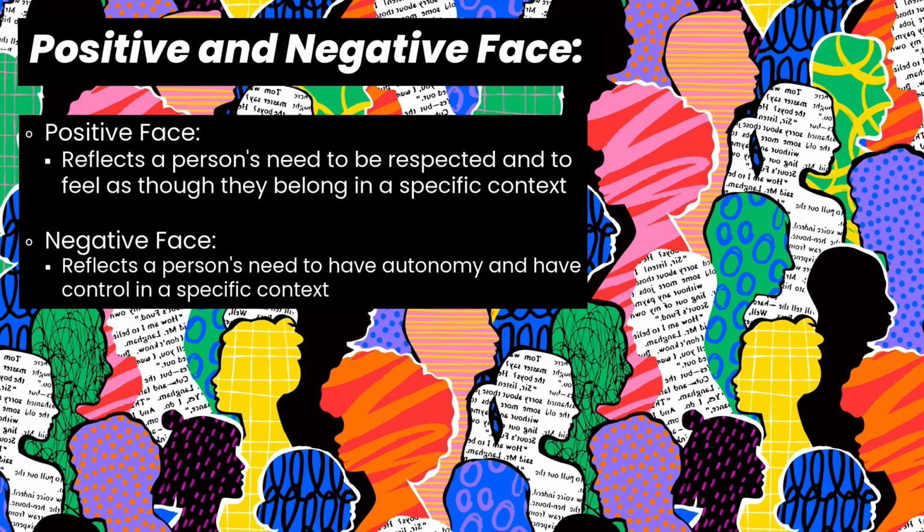Now, context is really important whenever we're talking about face, because the way that we use language to show that a person has control, or to show respect to a person, to show that they belong, is different depending on who we're talking to. It's different depending on the tenor that we have with that person. It's also different depending on the setting that we find ourselves in. And so whenever we're talking about face, it's really important to remember that you'll probably also be talking about some of the expectations of language in the situational and cultural context.